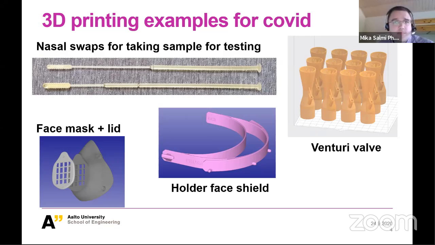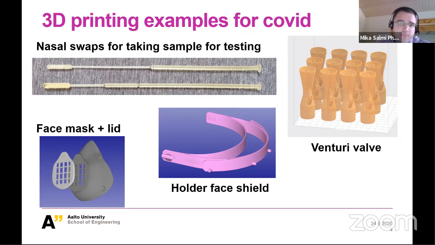And if you think about this COVID situation, here are just a couple of examples of what has been 3D printed. For example, nasal swabs were really popular, and there are many models and many methods used for taking the sample from the nasal channel. Then many face masks were 3D printed, but there you still need some kind of fabric, which is actually making the filtering. The print just gives the form.